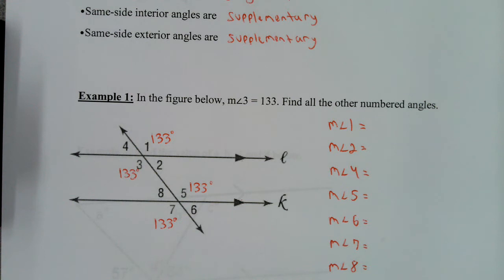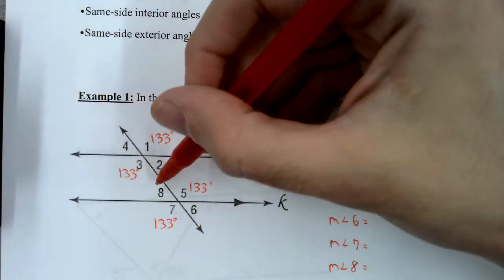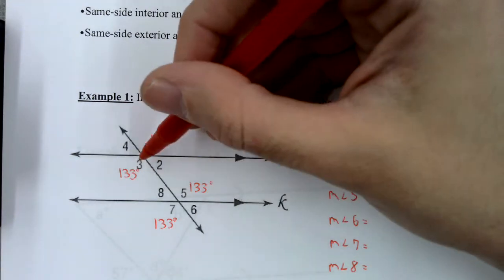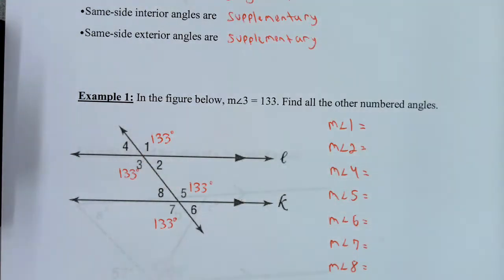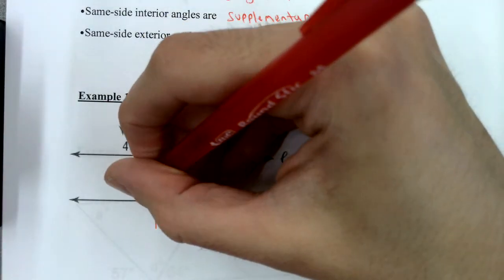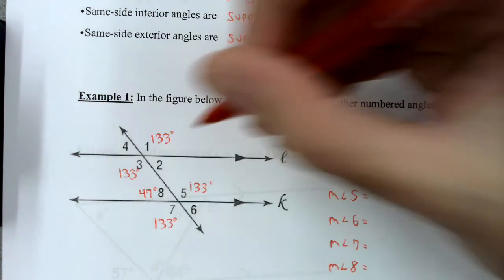Look at angle 3 and angle 8. What kind of angles are those? Those are same side interior angles, also called consecutive interior angles. Now those are supplementary, so they add to 180. So that means that angle 8 has to be 47 degrees.